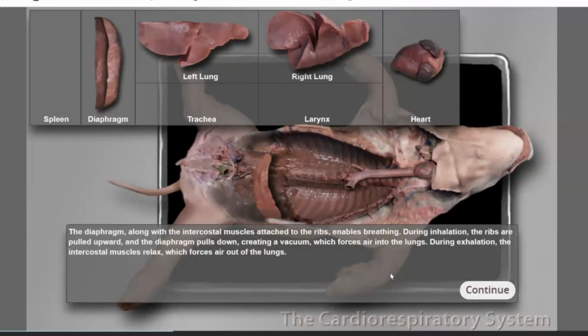So your diaphragm, like I said, is a muscle, so it contracts just like your heart muscle does, just like your leg muscles do, and it's responsible for breathing. When it's relaxed, it looks like a dome. When it contracts, it flattens out.